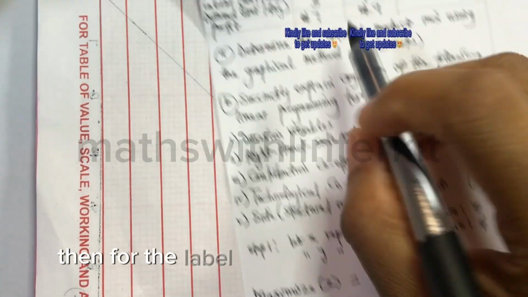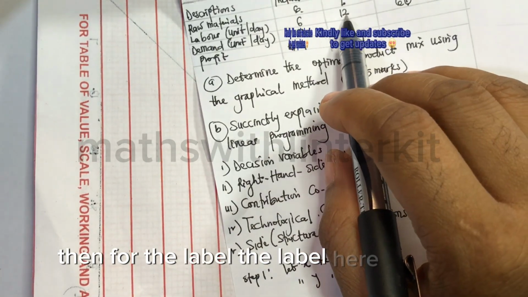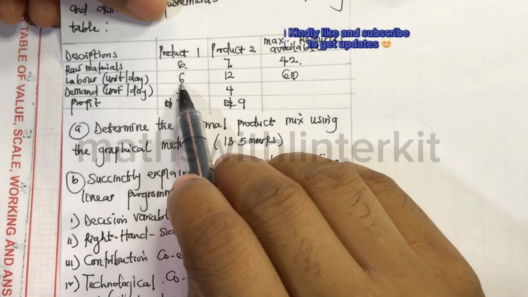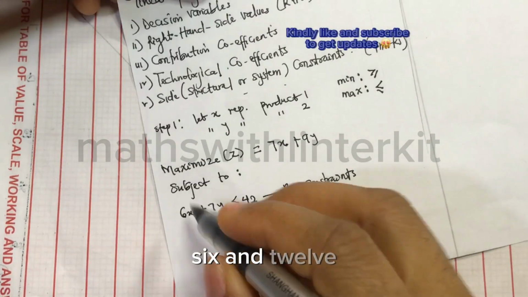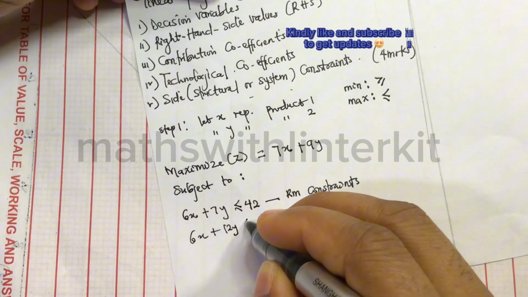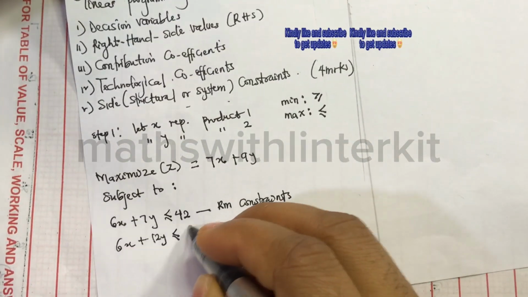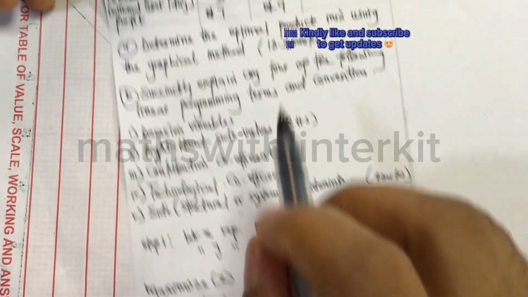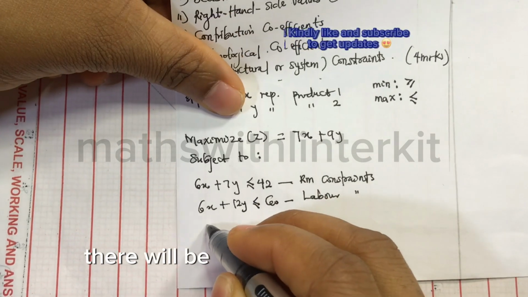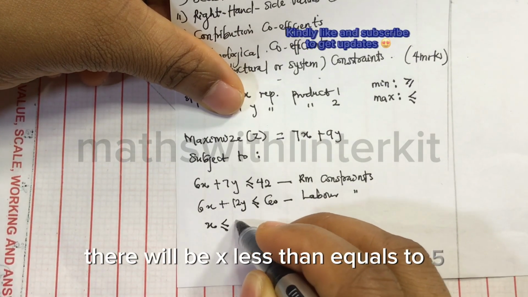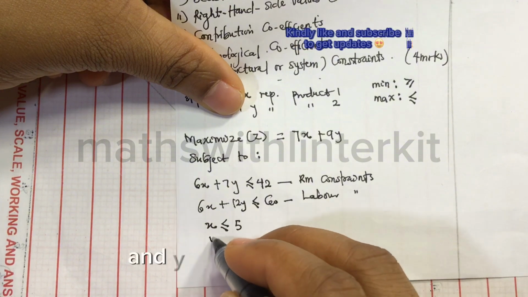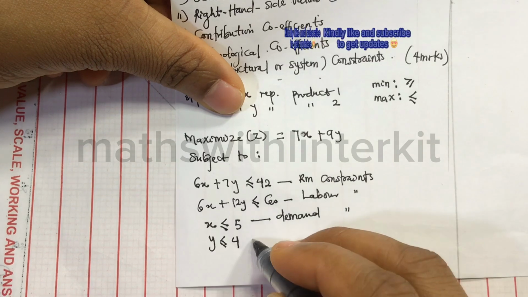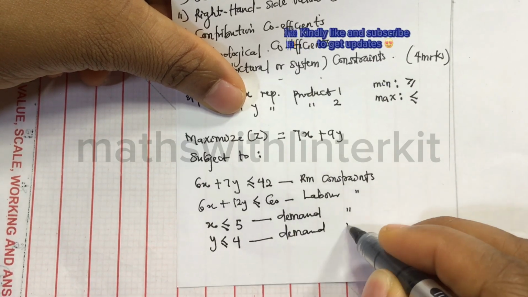Then for the labor here we have 6 and 12. So to put them into a linear programming equation, that will be 6x plus 12y less than or equal to 60. So this is the labor constraint. So for the demand, that will be x less than or equal to 5 and y less than or equal to 4. So this is the demand constraint for x and y.